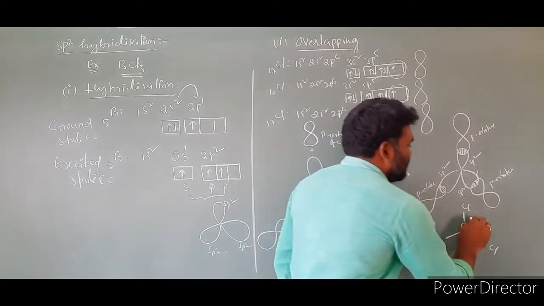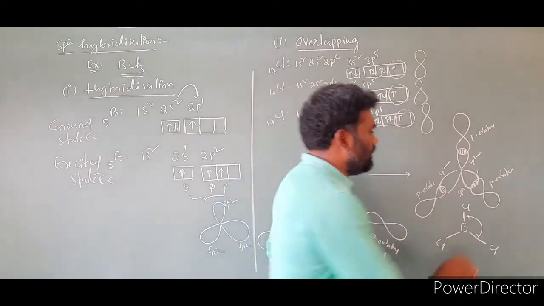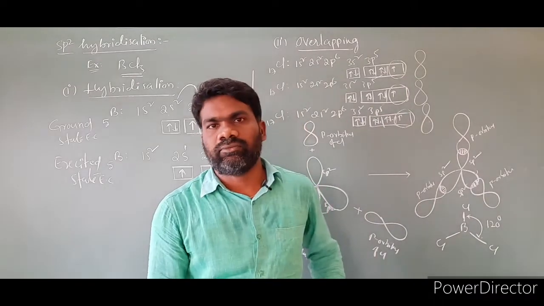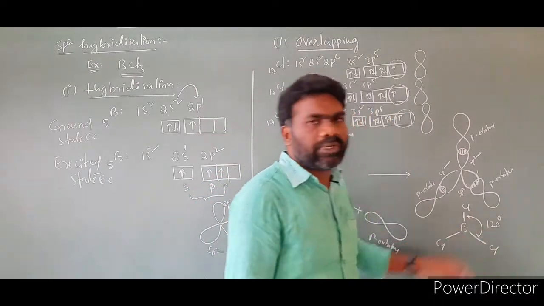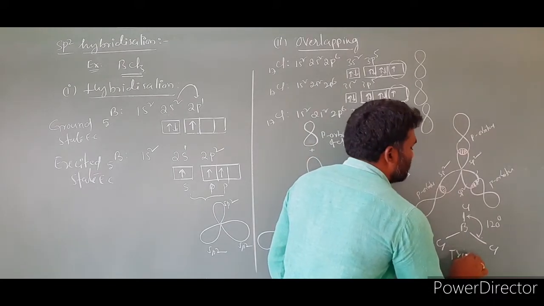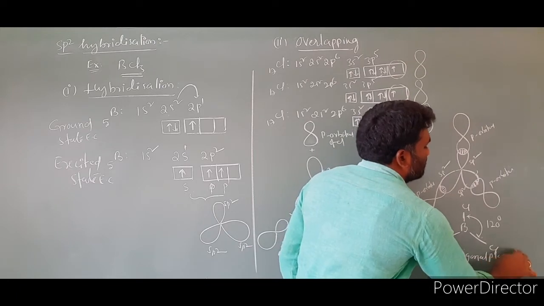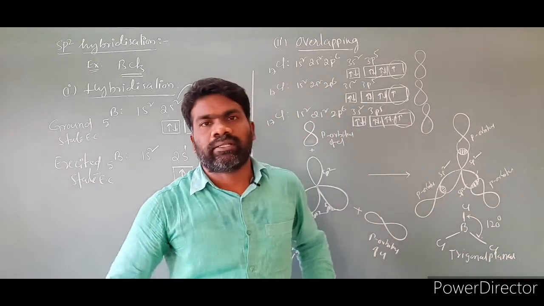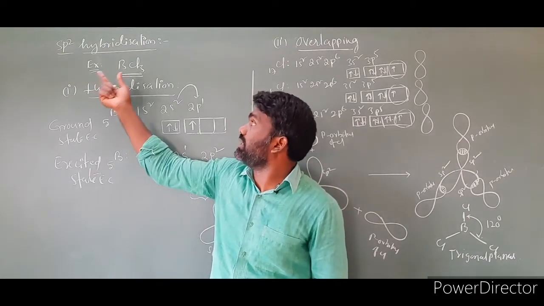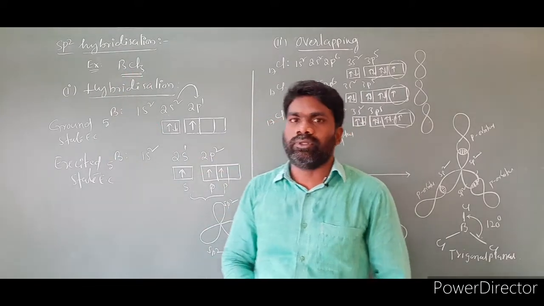In the BCl3 molecule, the bond angle is how much? The angle between any two chlorines will be taken as 120 degrees. The bond angle is 120 degrees. What does this molecule shape look like? Trigonal planar. So the shape of the molecule is trigonal planar. This is the hybridization sp2, the hybridization for the BCl3 molecule. This is the category of sp2 hybridization.